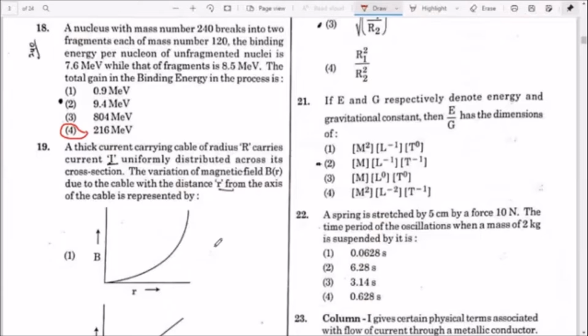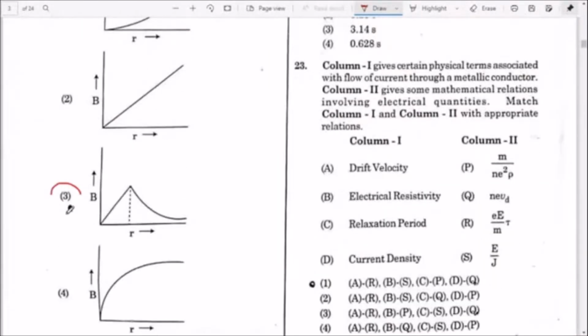Next, question number 19. A thick current carrying cable of radius R carries current I uniformly distributed across its cross section. The variation of magnetic field B due to the cable with the distance r from the axis of the cable is represented by option number 3, which is the correct option, students.